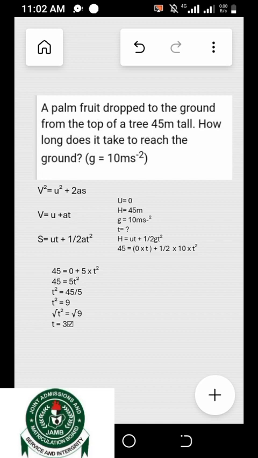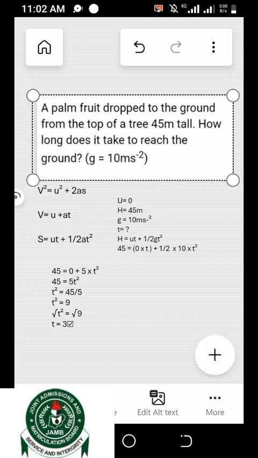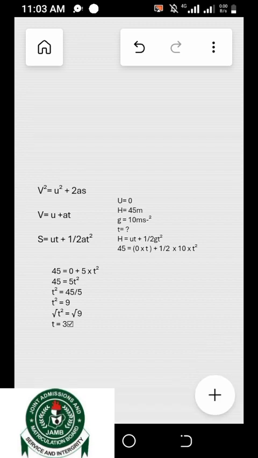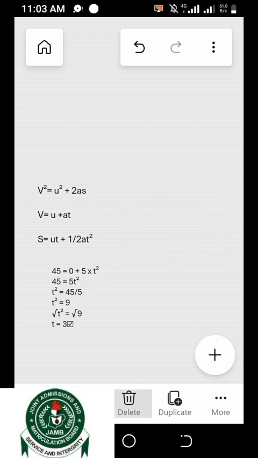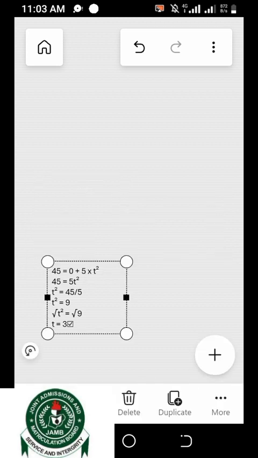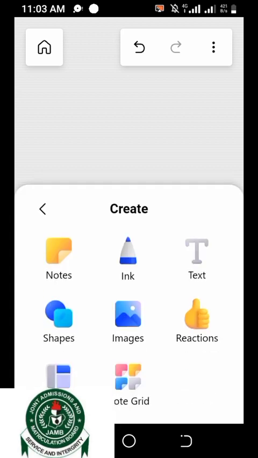Okay, so let's take another question. Yes, let's take the last question for the motion 7. There are many questions on motion, as many as possible. It's left for you as a JAMB candidate to solve as many questions as possible. I believe you understand that. So let's take another question.